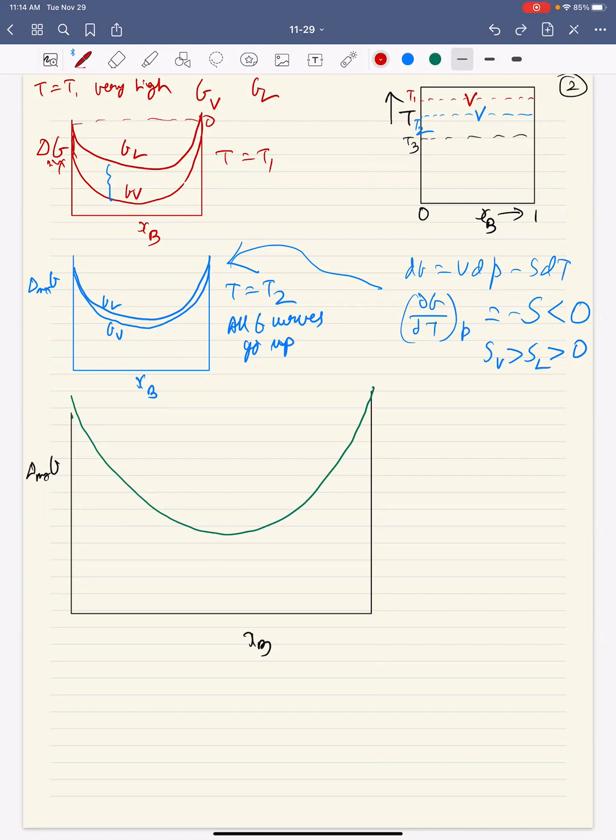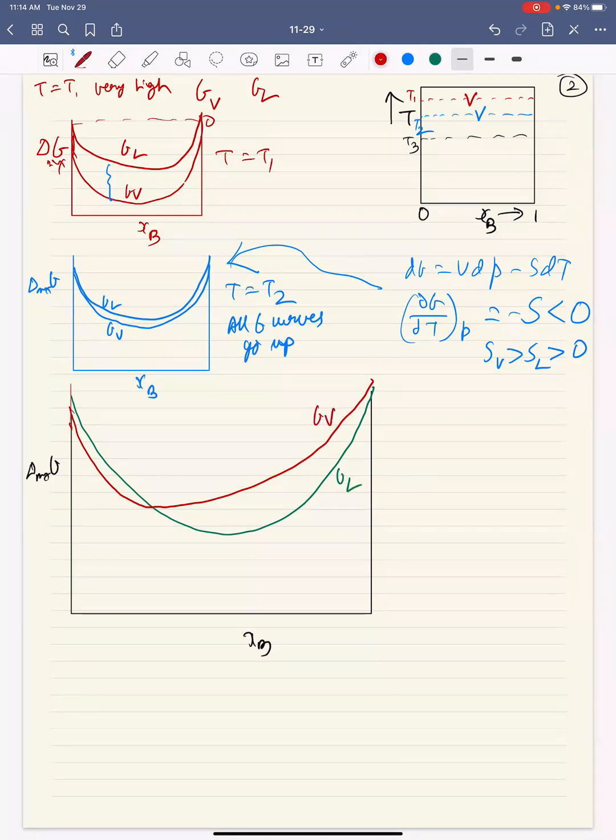Let's try once again. Because it's easy to make, yeah, well, this is correct, but it leads to more complicated behavior. I want a curve which intersects only at one point. So the best way to do it, and it's qualitative, is something like this. Keep in mind now that this is G liquid and this is G vapor.